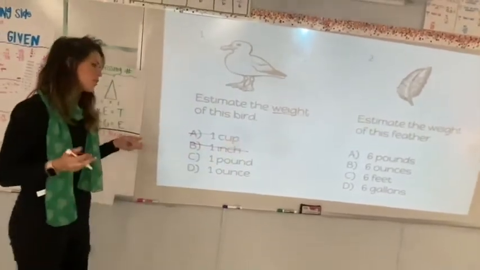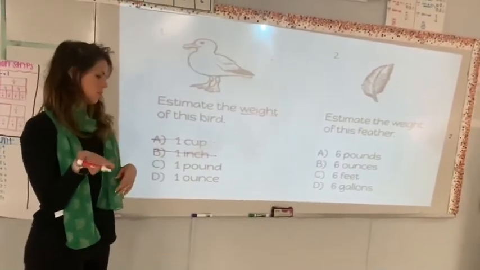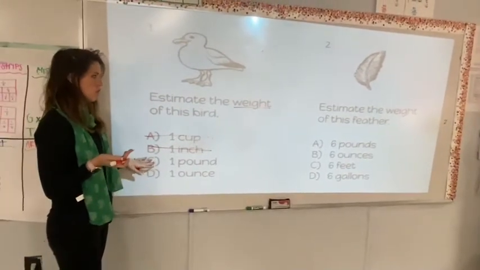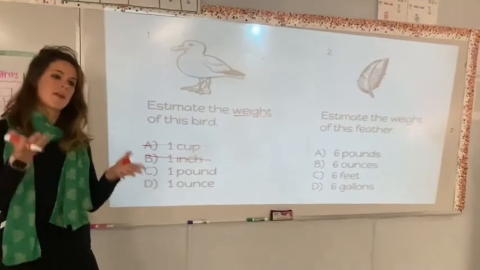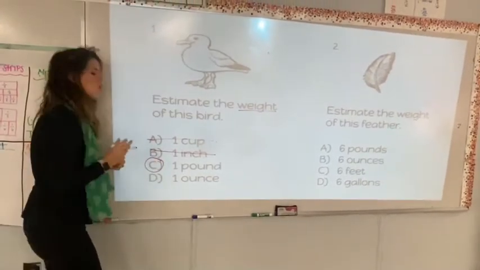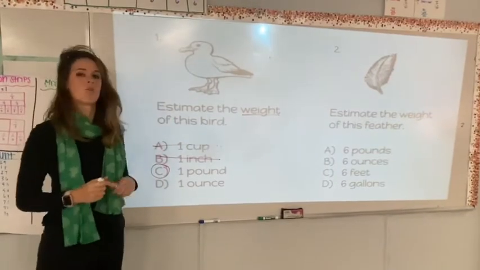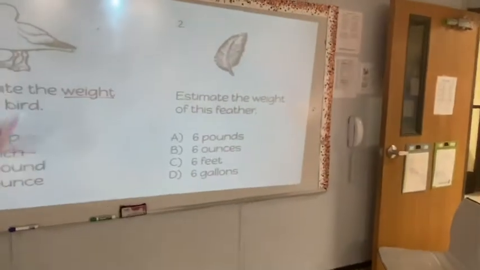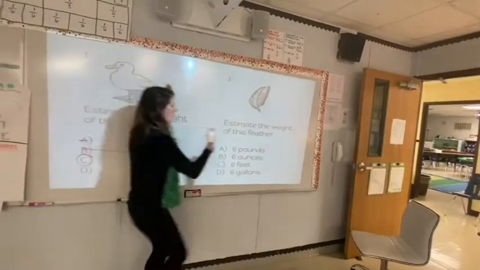So I'm trying to decide, do I think that this bird is maybe the weight of a slice of bread, or do I think it's closer to the weight of a football? If I'm thinking about it, I think the bird's going to be a little bit heavier than a slice of bread, and I would say 1 pound is the best estimate for the weight of the bird. All right? Now thinking about the feather that is on the bird. How much does that weigh?